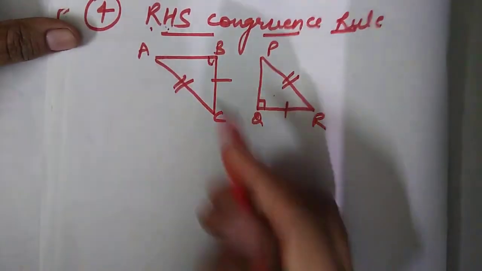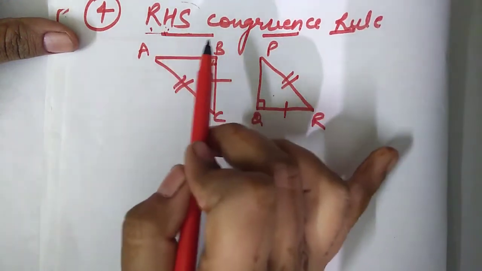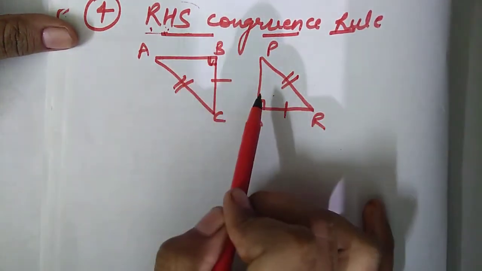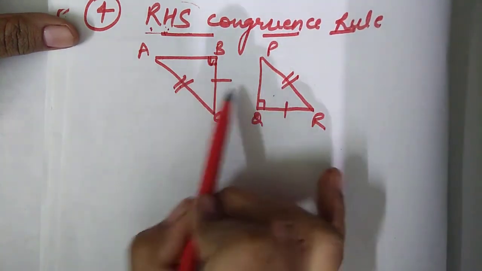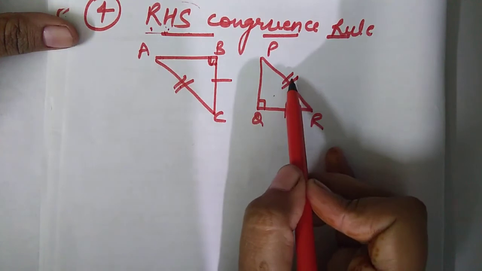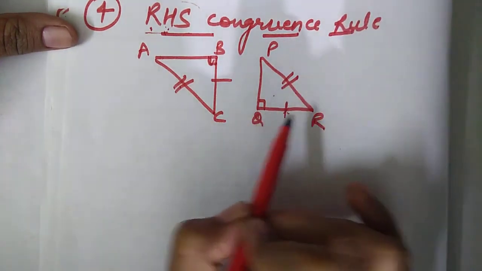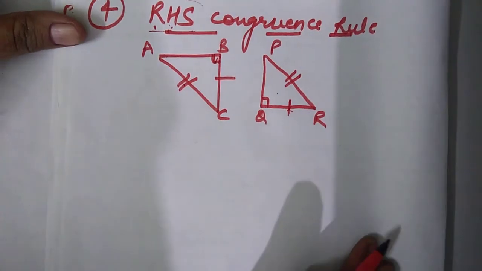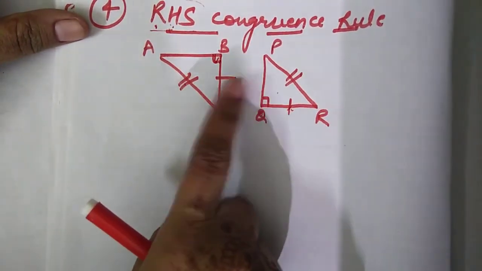Okay, and this we can apply only in a right angled triangle. In two right angled triangles, if the hypotenuse and one of the sides are equal to the hypotenuse and one side of another triangle, then we can say the triangles are congruent. Okay, so these two triangles are congruent by RHS rule.